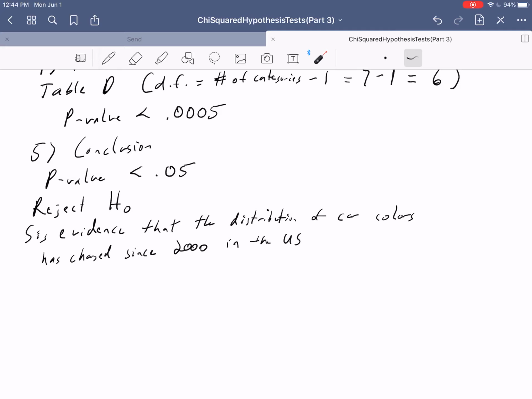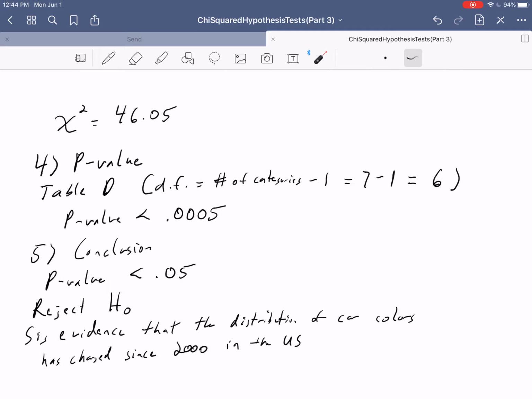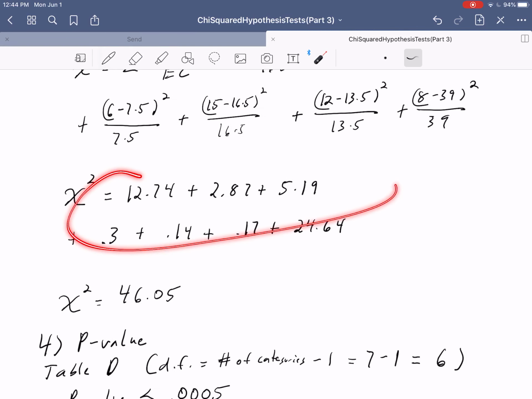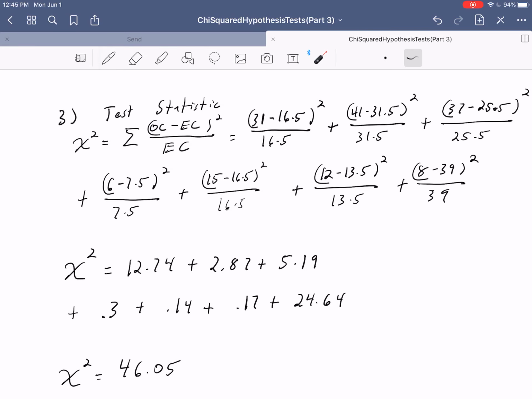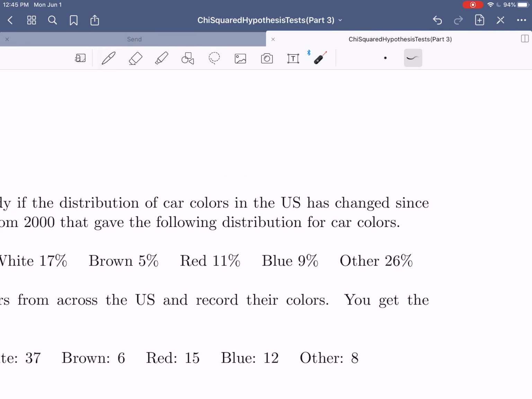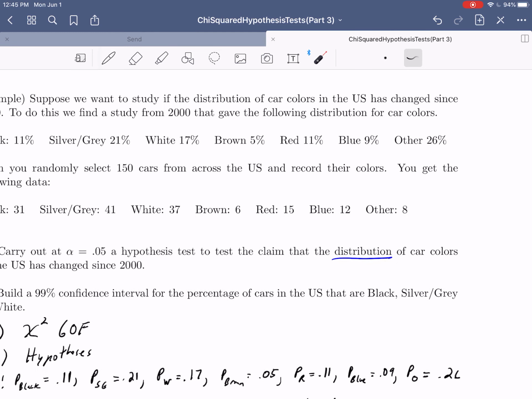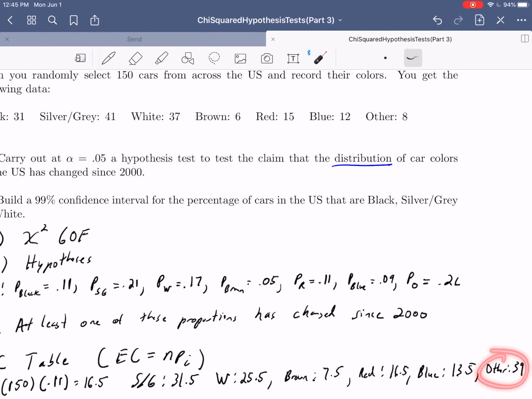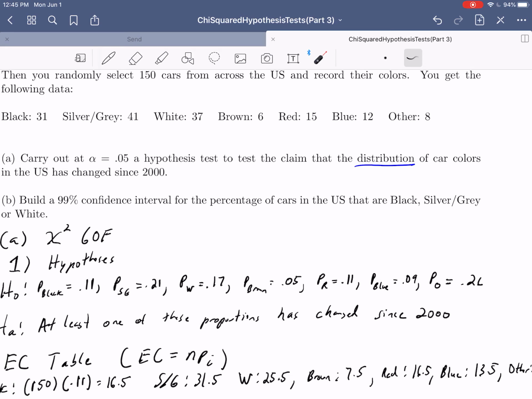Do we know exactly what that shift has been? No. We would have to do more analysis, but if we look back here, this hints at where the biggest changes occurred. Obviously, the biggest one was the last one, which came from the other category. In the other category, we were expecting to see 39 vehicles rather than the 6 we had listed. We only had 8. So one thing we might investigate is that other car colors, things that are not black, silver gray, white, brown, red, or blue, have really decreased in popularity since 2000.